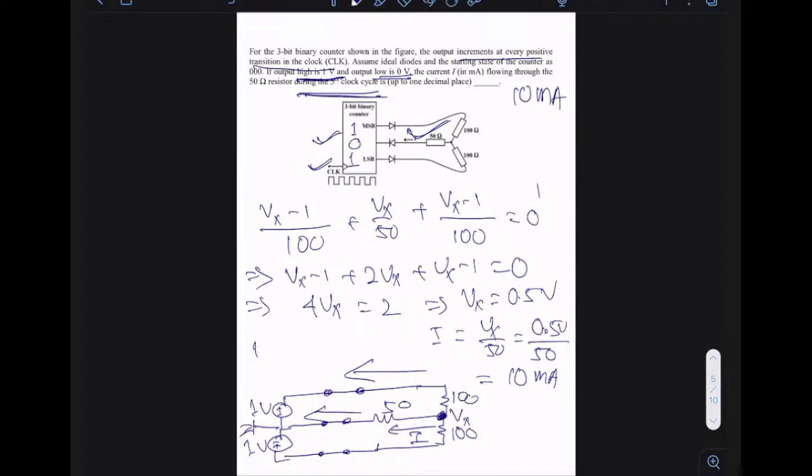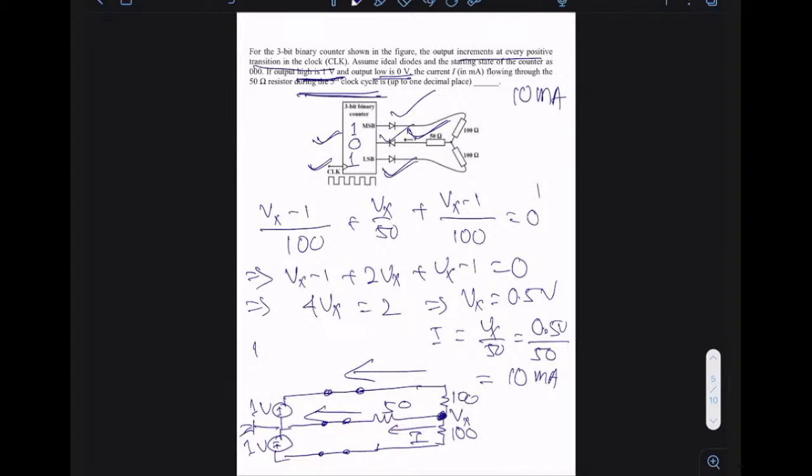So it was not a very tough question, but yes, a little bit logical. You should have an understanding of the basics of diodes and counters to answer this. So first thing is, in the question, it is given that it's an up counter, and we are supposed to find the current I in the 5th clock cycle, right? So in the 5th clock cycle, the state of the counter is 101. That means here we are connecting 1 volt, here we are connecting 0 volts, here we are connecting 1 volt.